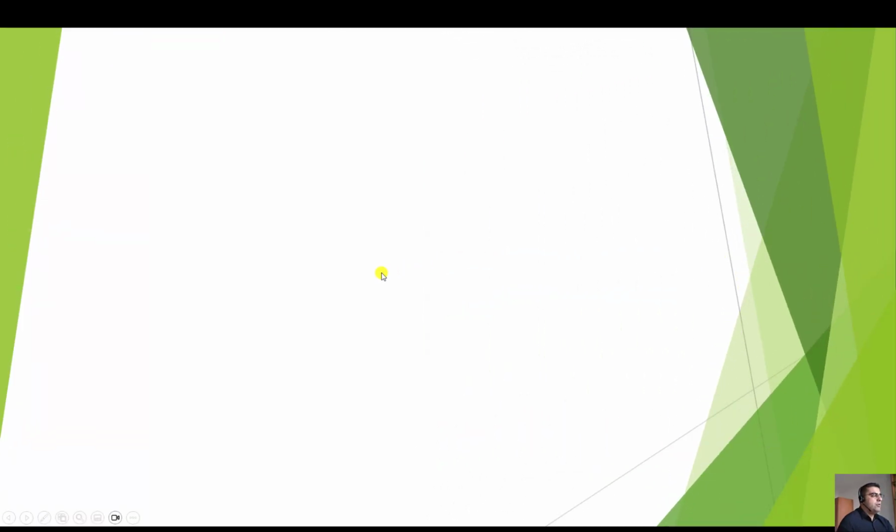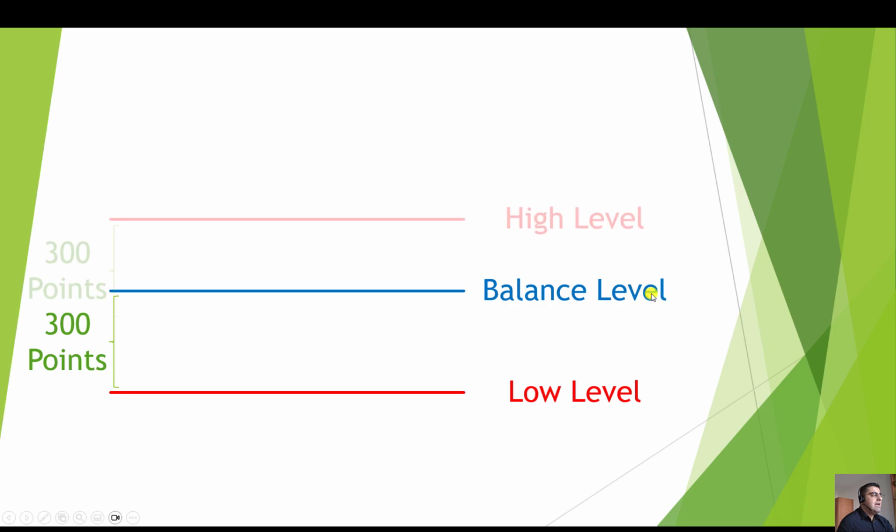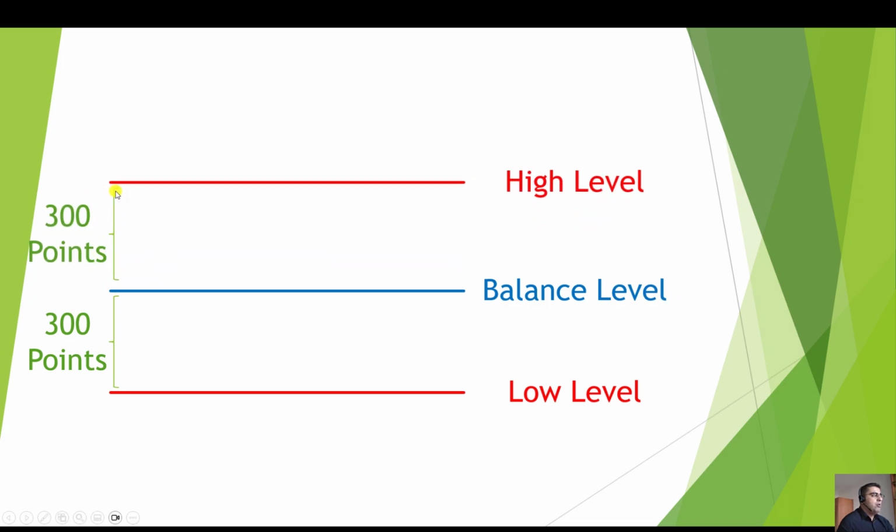So how I wrote this code: when we run this expert advisor, at the first tick, it defines a new variable named balance level, and the value of this balance level would be equal to the ask price. And 300 points below, it defines a low level. This variable is named low level, and it is 300 points below the balance level. And 300 points above the balance level, it defines a new level named high level.